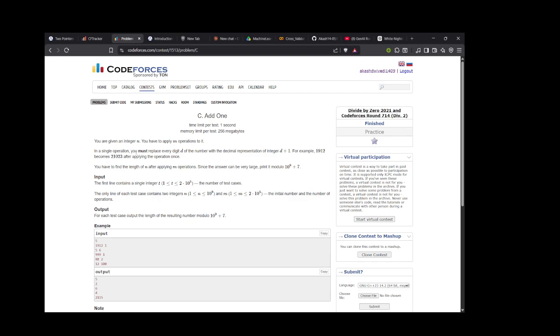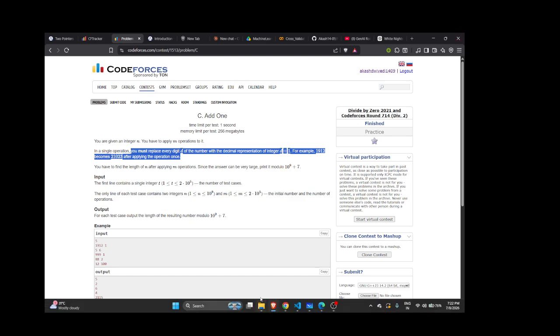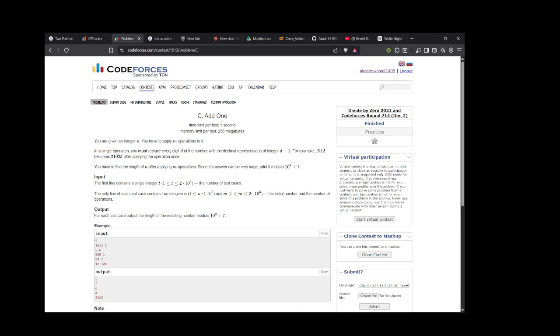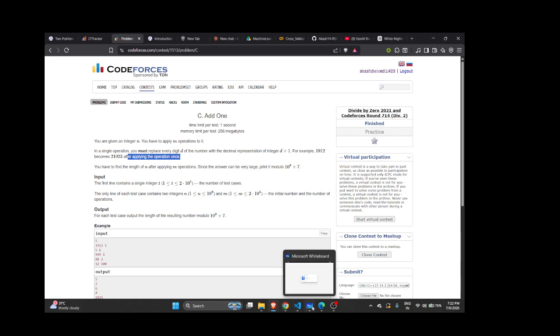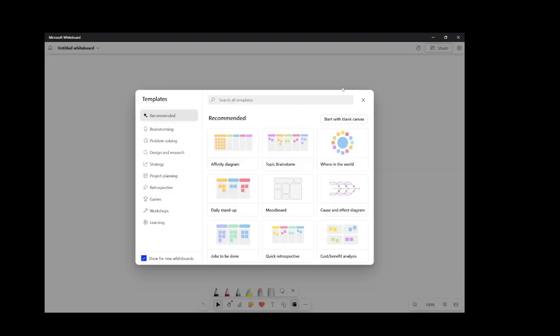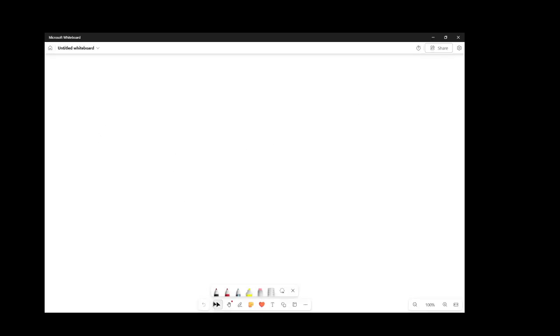In one operation, you must replace every digit d of the number with the decimal representation of the integer d plus 1. You are given 1912 as an example, and it becomes 21023 after applying the operation once. So first let's understand this operation. The number we are given is 1912.